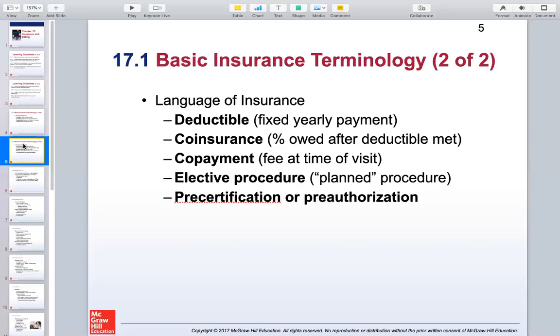Okay, so breaking down elective procedures and then pre-certification versus pre-authorization. A lot of times those two terms are mixed up. So I want to make sure that you guys understand the difference.